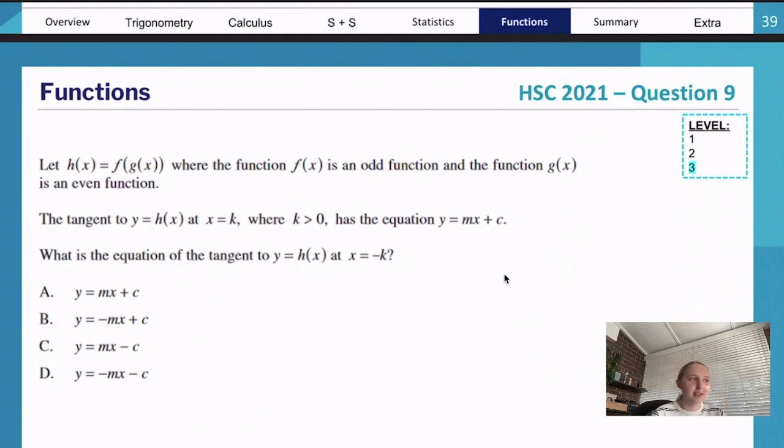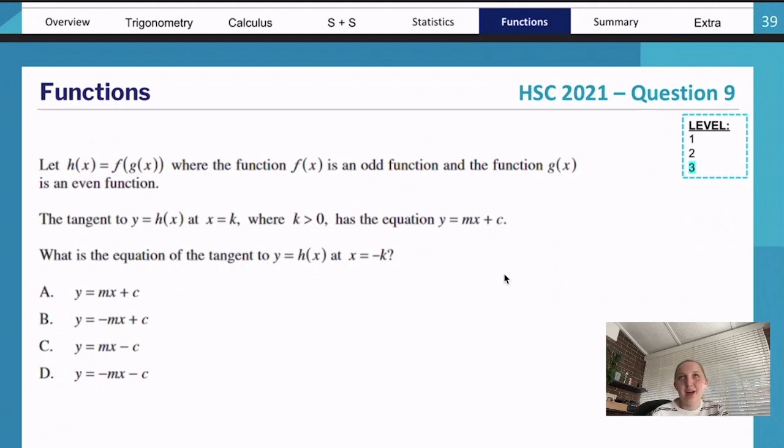So like I was saying before, as you move down, the numbers in the multiple choice, they do get harder. So we've got, let h(x) equal f(g(x)), where the function f(x) is an odd function and the function g(x) is an even function. The tangent to y = h(x) at x = k, where k is greater than 0, has the equation y = mx + c. What is the equation of the tangent to y = h(x) at x = -k?